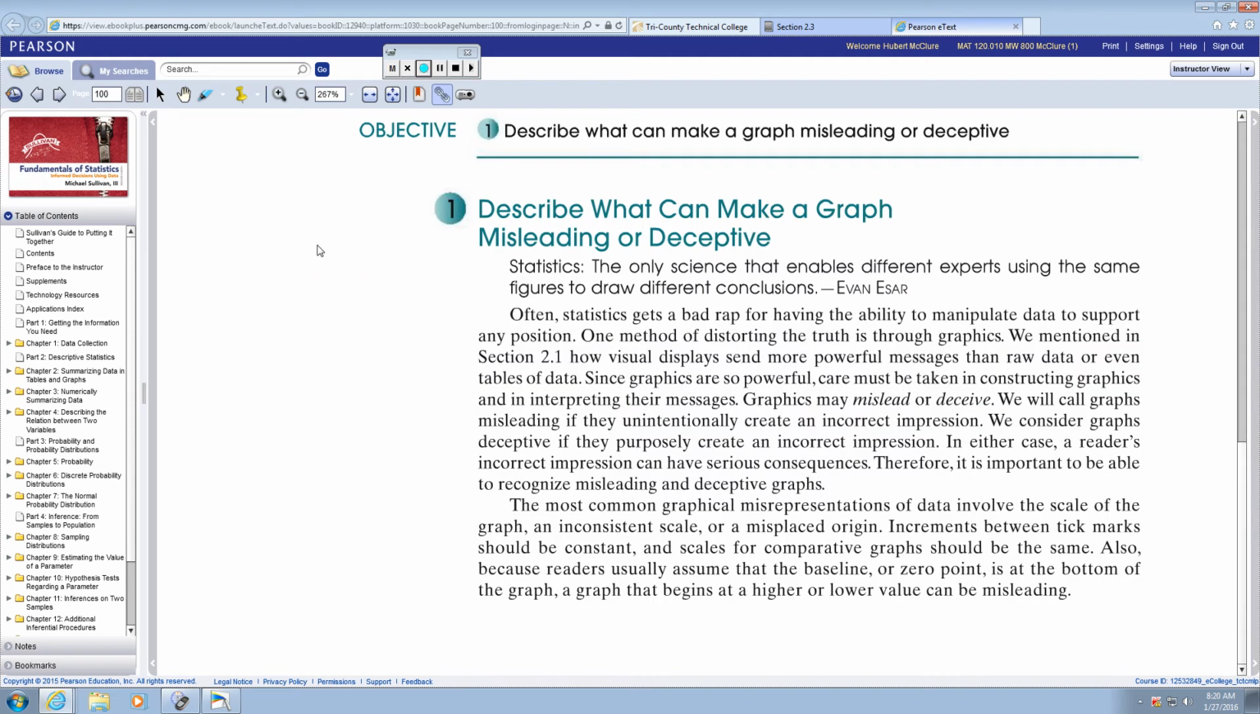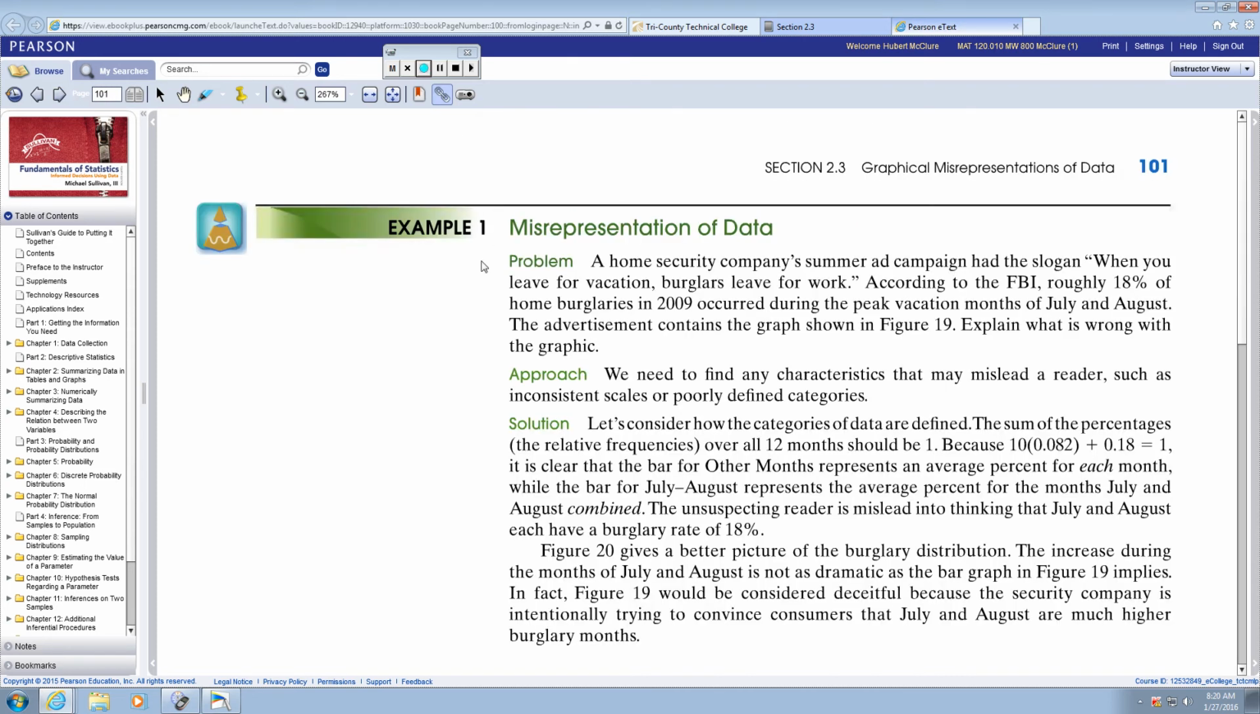Okay, graphs that are misleading and deceptive. You see this a lot in the media. Why do you see it a lot in the media? Because of two reasons. Can anybody guess what the two reasons are? Could be bias, yes, that's one reason.